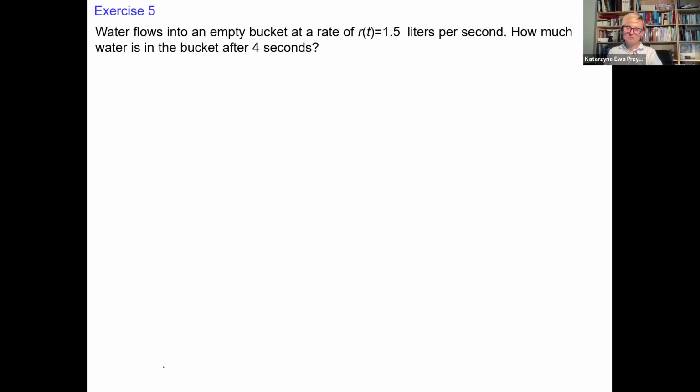Oh, this one you can probably tell me the answer. Water flows into the empty bucket at the rate 1.5, just a constant, liters per second. How much water is in the bucket after 4 seconds? Of course, just 1.5 times 4. If you integrate 1.5 dt over 4 seconds, you will also get 6 liters. Okay.